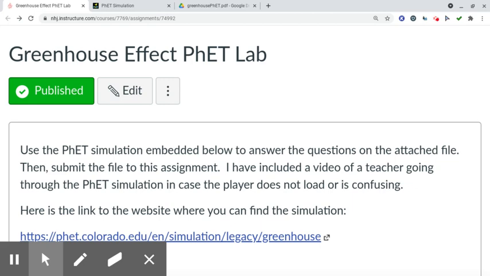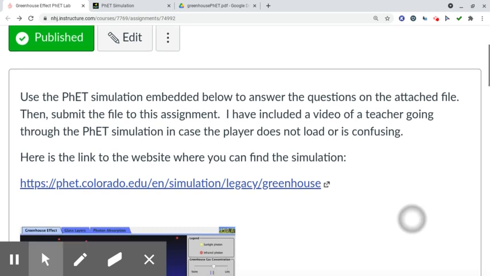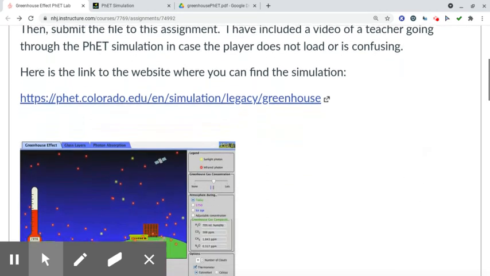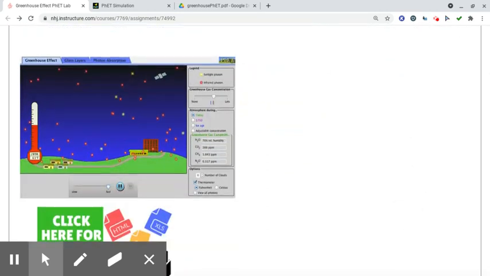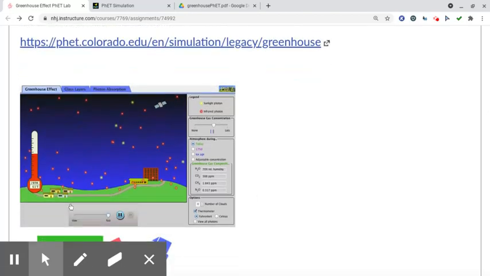Okay, so I've had a couple questions about the greenhouse effect PhET lab, and I'd like to clarify those, because this is a really great simulation, and it will help us as we start to talk about our climate change unit. So this is an older PhET, and it wasn't available to us because it was in Java still, but now it's become a legacy PhET, and we can see it.